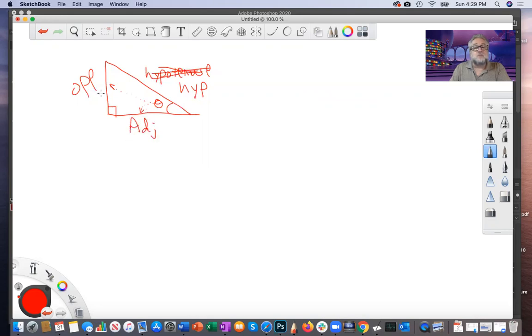Surprise. And this side that's right next to the angle is referred to as the adjacent side. Now, if you get these wrong, opposite and adjacent, you're going to get all your problems wrong. So you have to make sure you get this correct. This is very important. Okay?